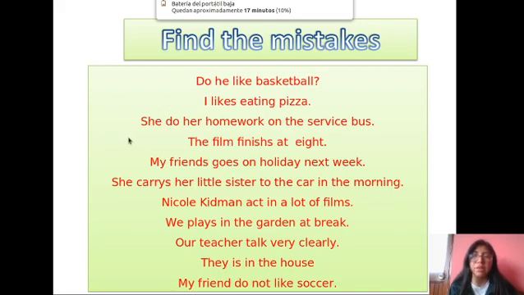Okay, pay attention here. Here you have the subject she. So you have to use an auxiliary, okay? Pay attention. In this case, she doesn't her homework on the service bus. That is correct? No, okay? She does her homework on the service bus. Okay, remember you have to add es to the verb. She does her homework.